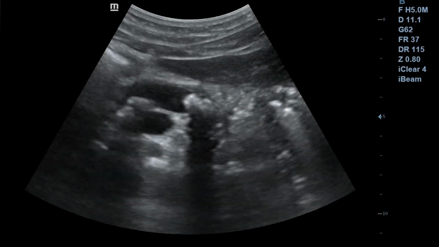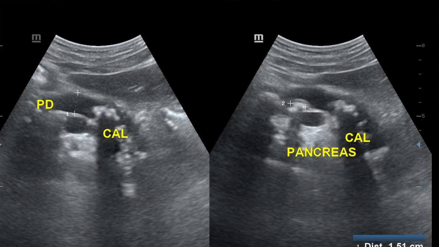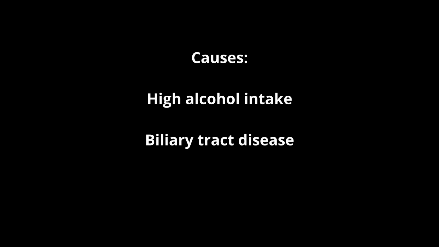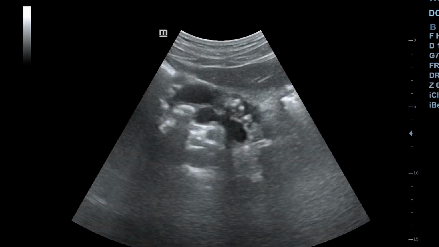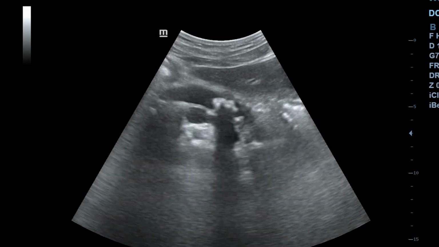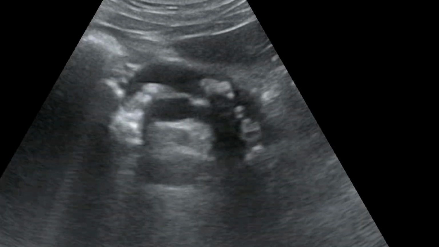Chronic pancreatitis causes progressive, irreversible destruction of the pancreas. It is often due to high alcohol intake and biliary tract disease, but this is not always the case. Other less common causes are medications, elevated triglycerides, some autoimmune conditions, and some inherited or genetic conditions. In some people, the cause of chronic pancreatitis is never discovered and remains a mystery.